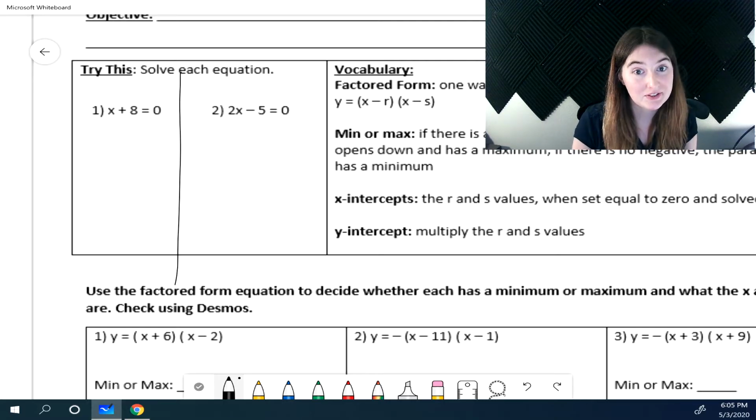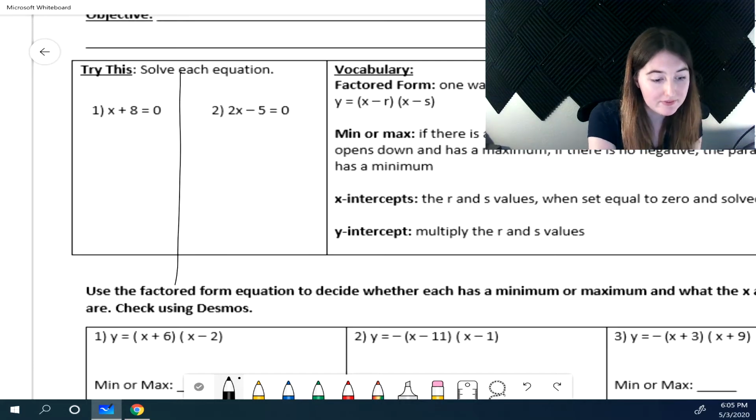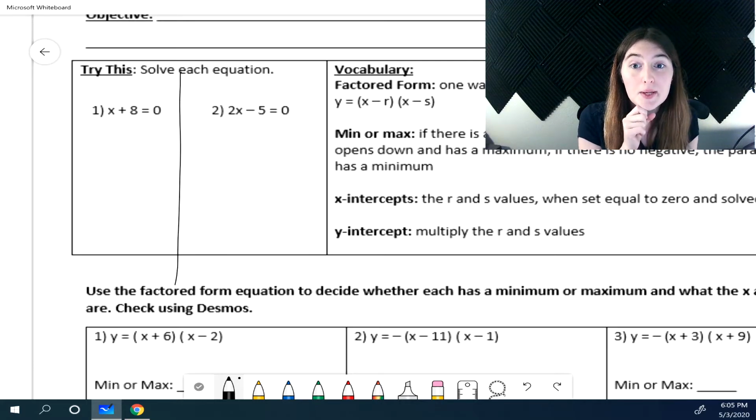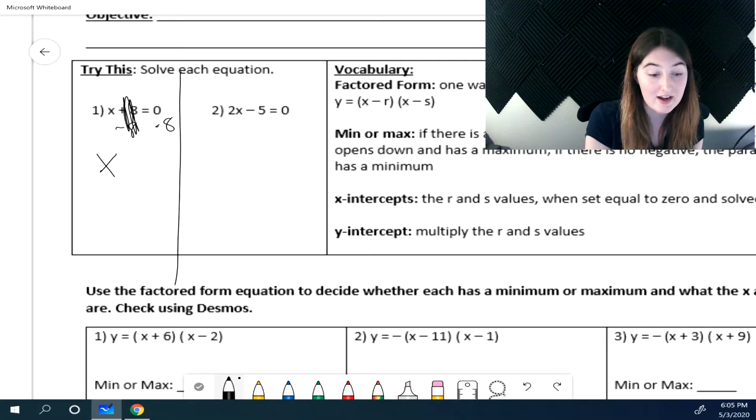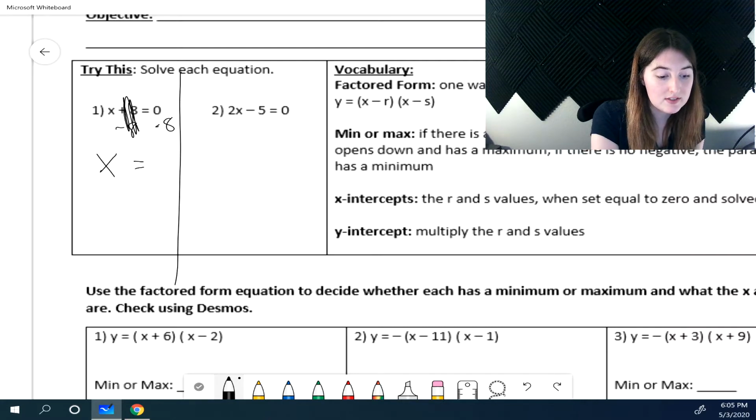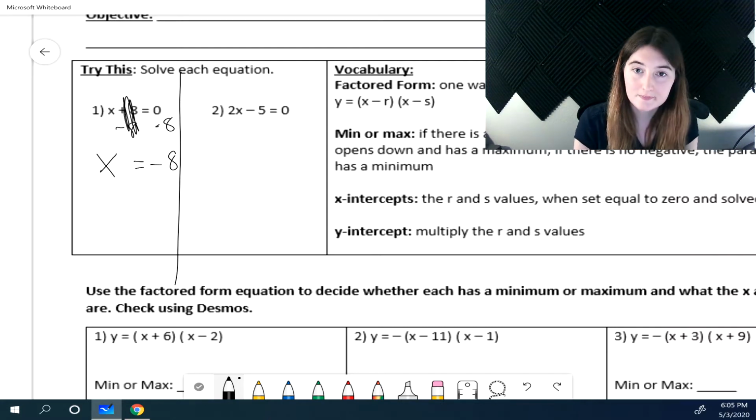Okay, let's take a look. Let's look at number 1. We have x plus 8. We want x by itself. So to get x by itself, we have to do the opposite of plus 8, which is minus 8. What I do to one side, I do to the other. So these two 8s right here are going to cancel out, and I'm just left with x on this side of the equal sign. I have equals negative 8.